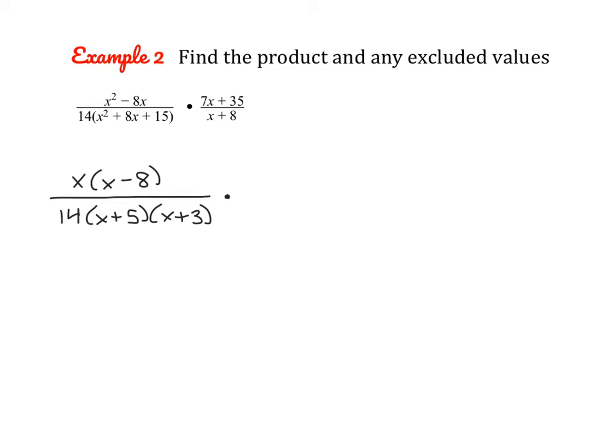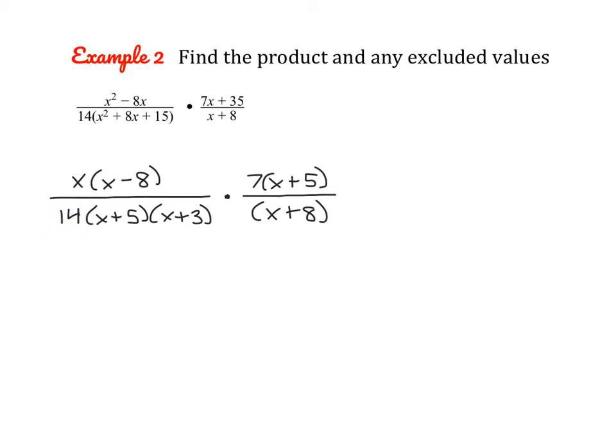And then on the right side, there's a GCF of 7. So we have 7 times (x plus 5) over (x plus 8).